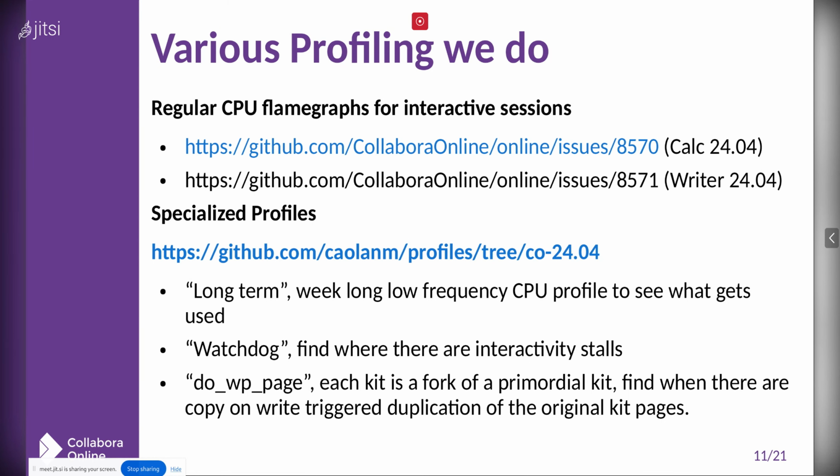And then there's a very specialized one, this WP page one, which is technically complicated. We fork each kit from another kit, and if there are writes to the original kit's pages, we try and detect that to see why we are modifying our original kit in the subkit, and what bits of it a new kit needs to change to be different from its original one. So that exists in there as well.